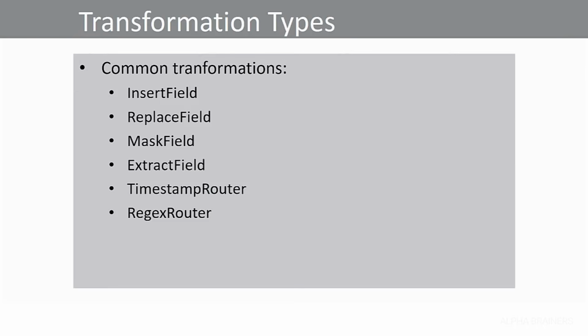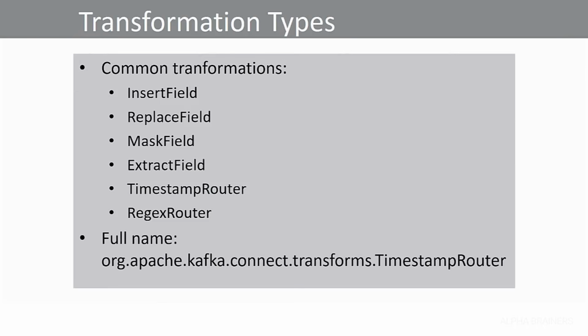Now each one of these is not really called using the names I have on the screen. There's really a fully qualified name that you want to use. So for example, the timestamp router is really going to be org.apache.kafka.connect.transforms.TimestampRouter. So you can go look at that class and see what it consists of and see what functions and features are available inside of that.